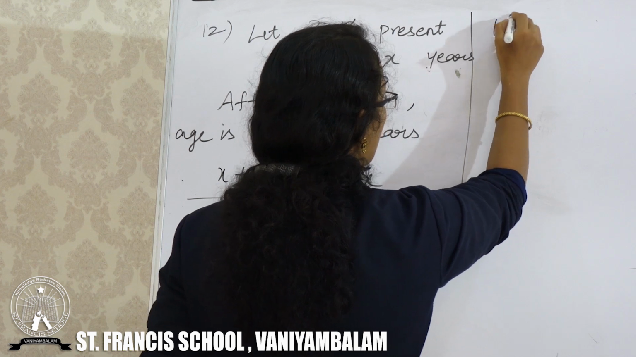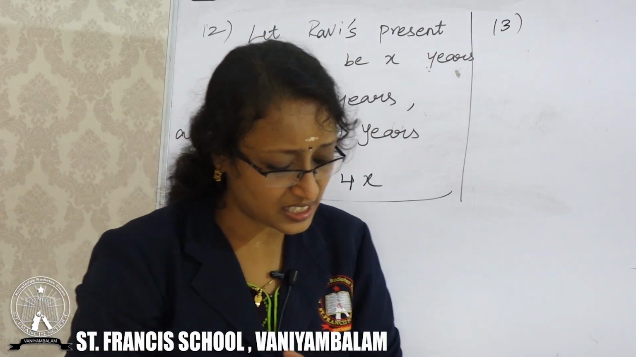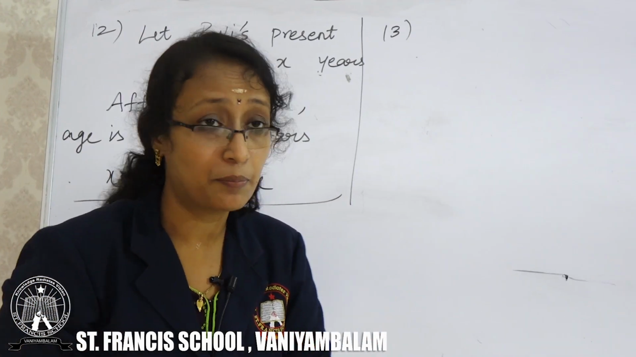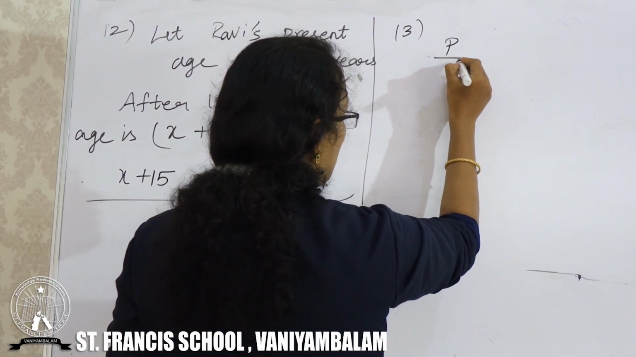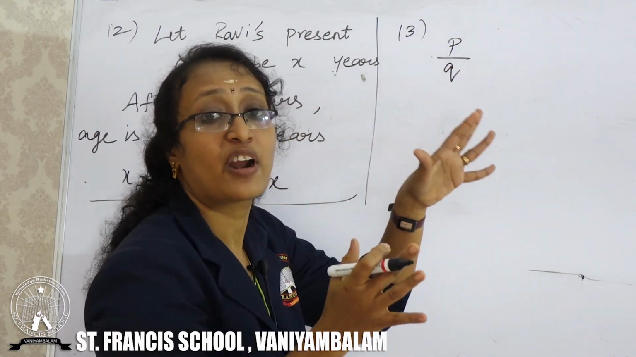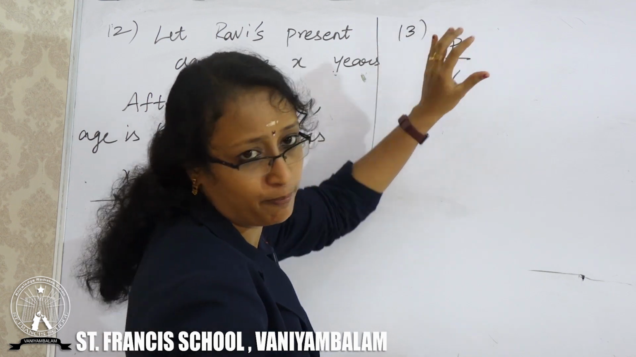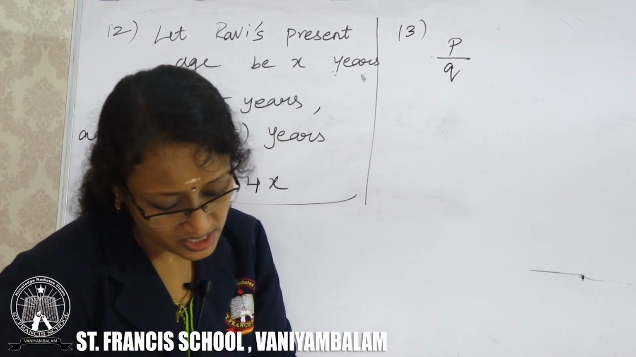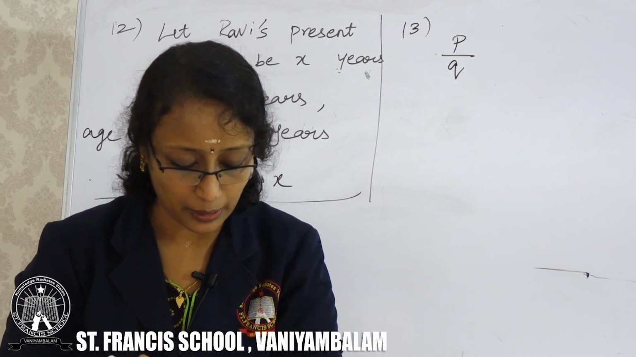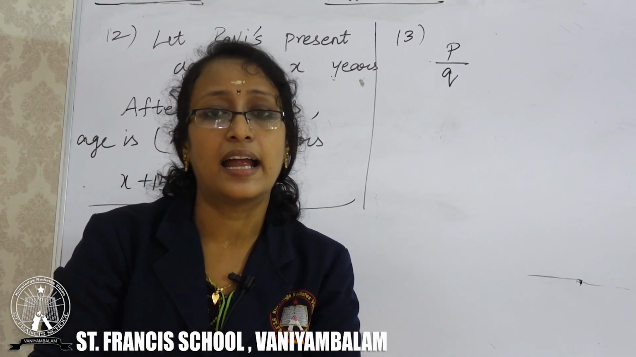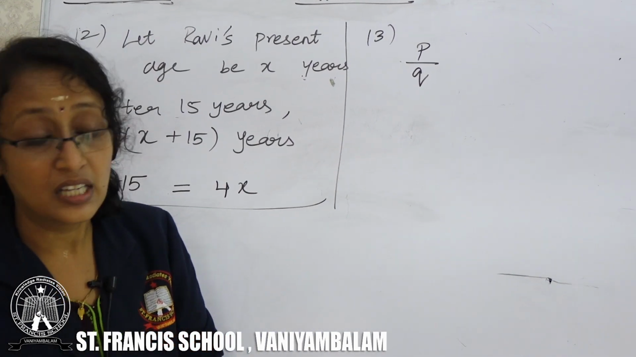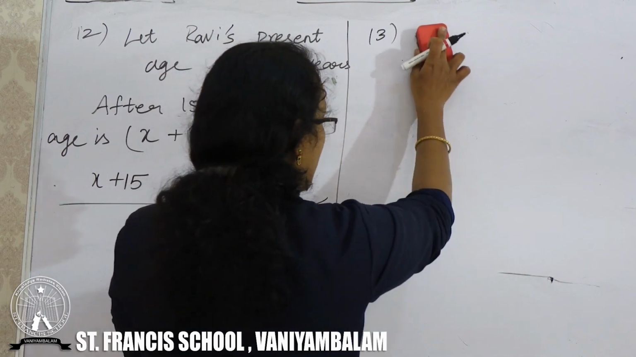Next, 13th problem. A rational number is given. Rational number means it is in the form of p by q. I think you remember this. Rational means fraction. A rational number is such that when you multiply it by 5 by 2 and add 2 by 3 to the product, you get minus 7 by 12.